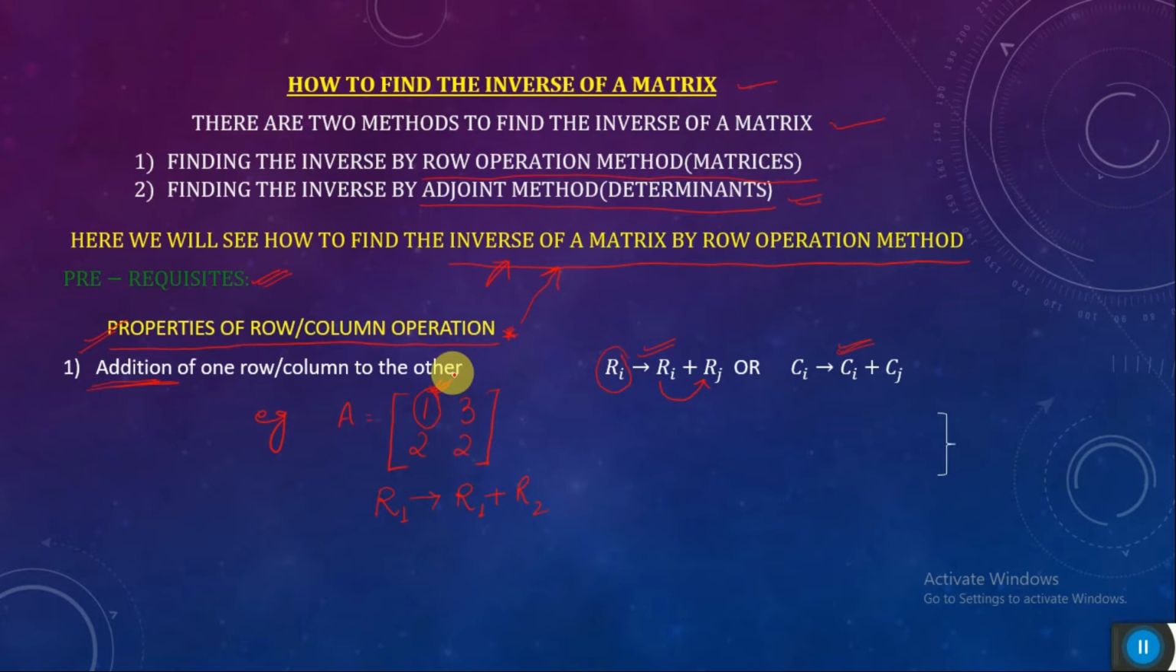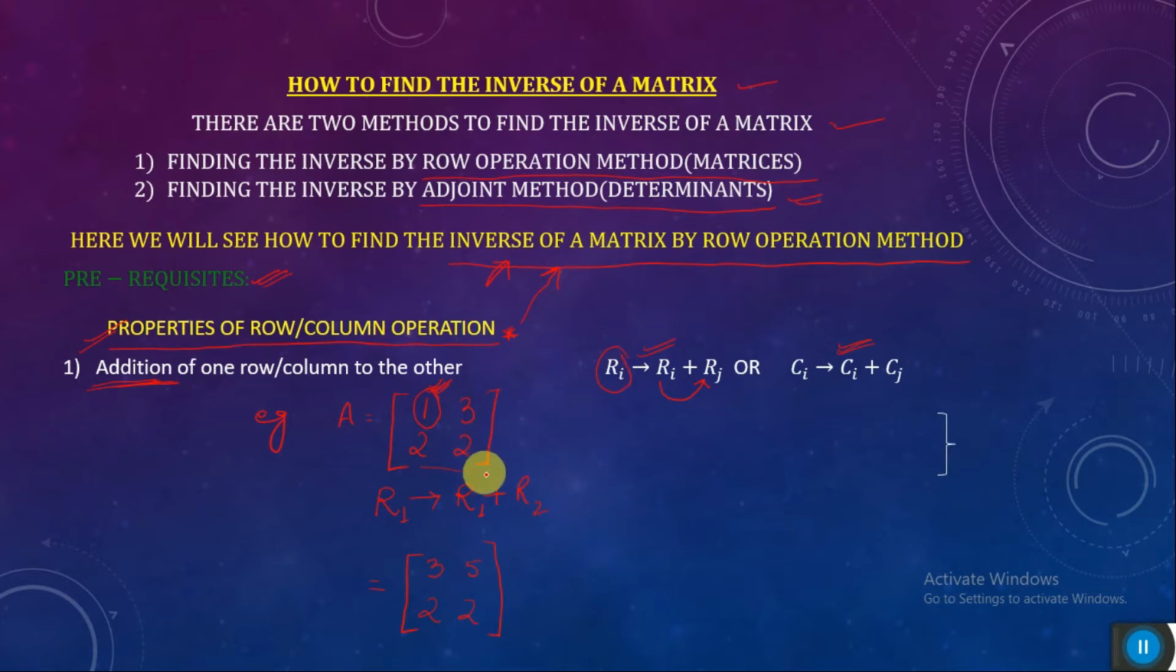Don't look at everything, just focus on one term at a time. Now when you add, what will you get? Row 1 is under operation, but row 2 is not, so row 2 you can write as it is, 2 2. But row 1 will be row 1 plus row 2, so 1 plus 2 will be 3, and 3 plus 2 will be 5. This is how we will get it.